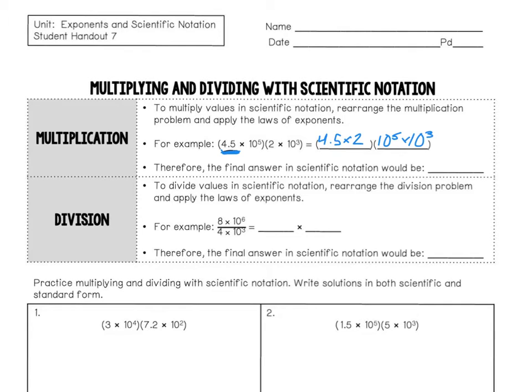Therefore, your final answer in scientific notation, so you're going to multiply these two first, which is 4.5 times 2, which is 9. And then 10 to the 5th power times 10 to the 3rd power, which you're going to use your product rule and add your exponents. So 5 plus 3 is 8. So 9 times 10 to the 8th power. Let's do an example before we move on to dividing.